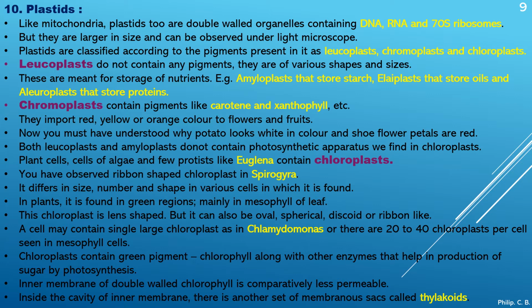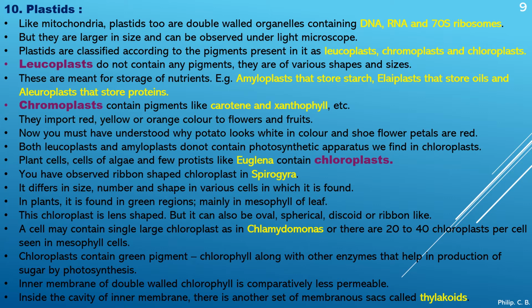In plants, it is found in green regions, mainly in the mesophyll of the leaf. The chloroplast is lens shaped, almost oval-like, but it can also be oval, spherical, discoid or ribbon-like. So you can see different shapes. As we just said, Spirogyra has ribbon-like chloroplasts, but otherwise they can be oval, spherical or discoid, meaning disc shaped. A cell may contain a single large chloroplast as in Chlamydomonas, or there are 20 to 40 chloroplasts per cell, as seen in mesophyll cells.